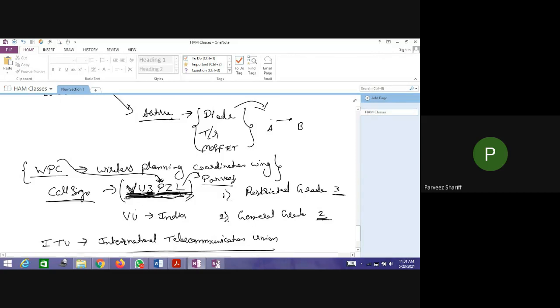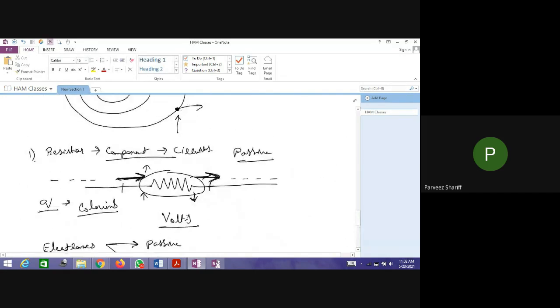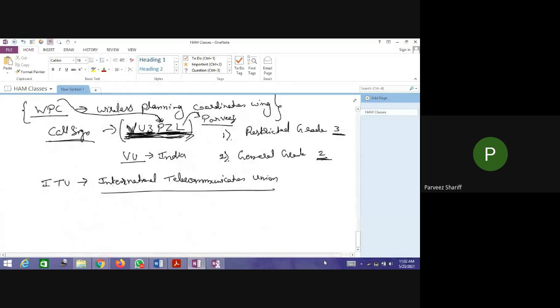This will come in your examination. How many maximum characters will be there in an Indian call sign? If it is asked, the options will be there, so you can write 6. And what does VU represent? You can write it as the Indian code. Okay, so now let us head back to our basic electronics topic.